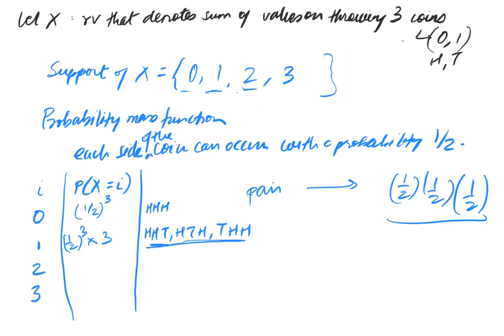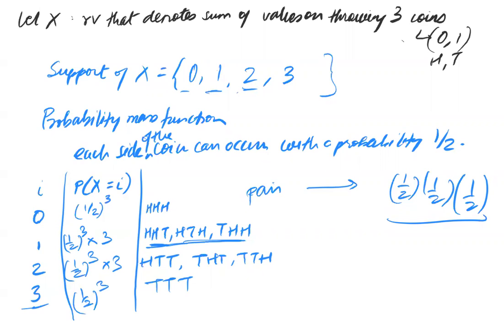For it to be 2, you need to have exactly 2 tails and one head. So that will be HTT, THT, and TTH for the sum to be 2. So again, that's going to be 1/2 raised to 3 times 3. And for the sum to be 3, it will have to be TTT alone. So that's 1/2 raised to 3 itself, right? So those are the values that you have.